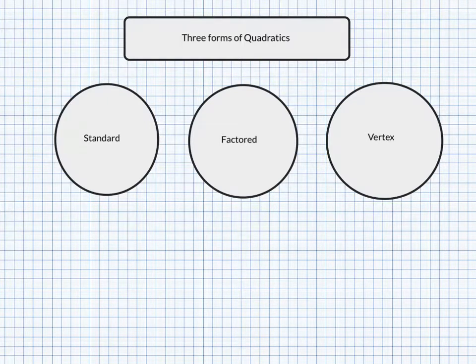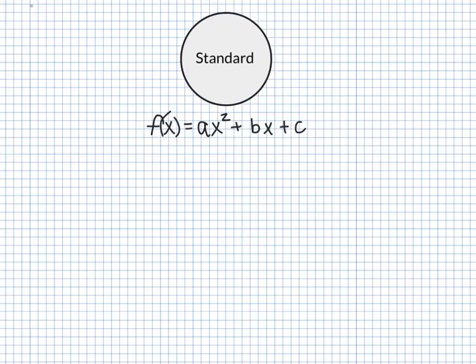In math, when looking at parabolas, there are three forms of quadratics or equations that we use to represent them. There is standard, there is factored, and then there is the vertex form. Standard form is usually written as f of x is equal to ax squared plus bx plus c.